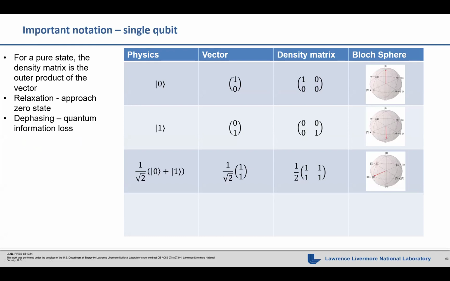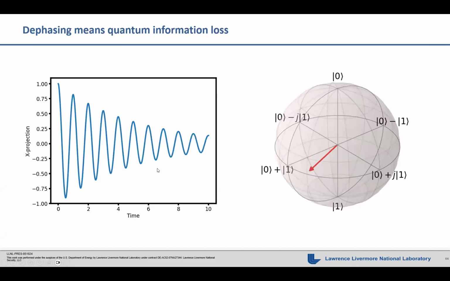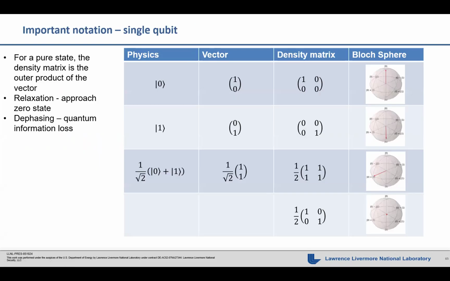The other phenomenon that happens is we tend to scramble the quantum information. So you can start in the 0 plus 1 state, but eventually you're going to lose that information and you're going to go into a mixed state. We represent these with different density matrices.